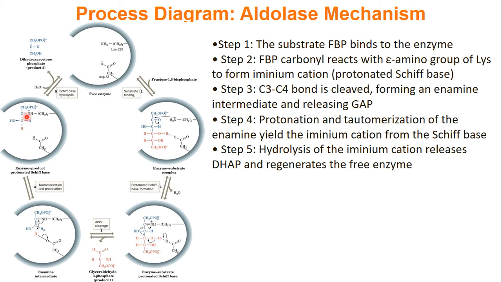If you look between step 4 and step 2, the Schiff base actually looks the same. The only thing that's different now is that you lost 3 carbons. Otherwise, you're back to where you are at step 2 here.